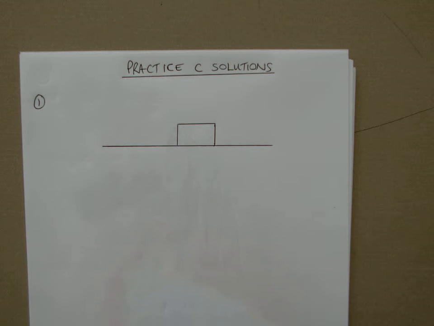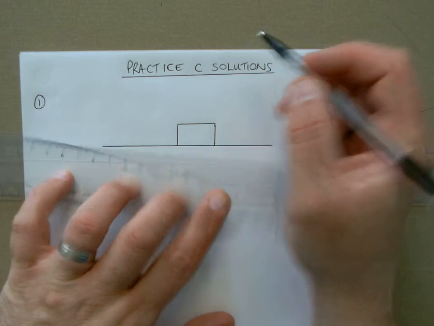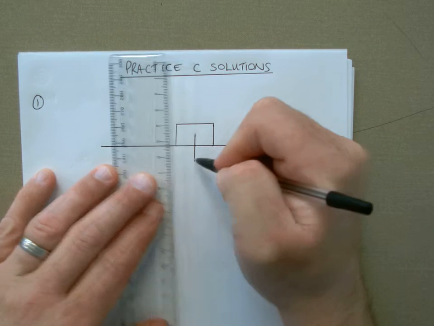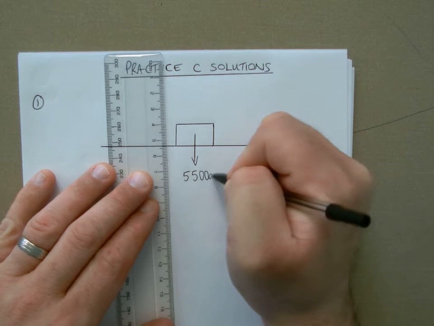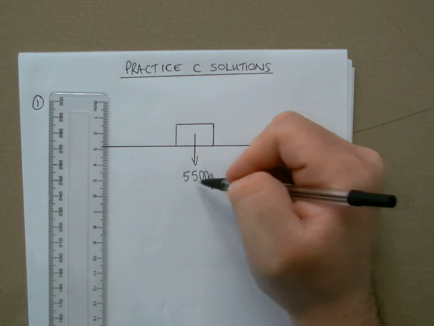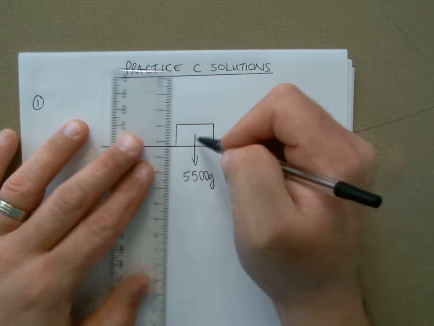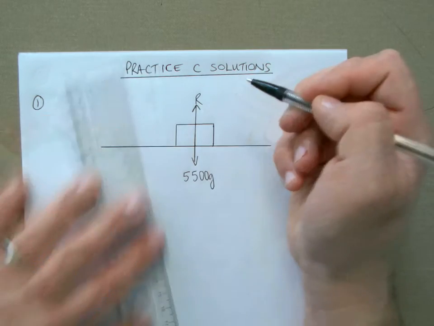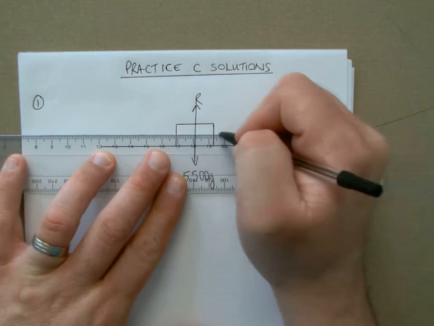Now, there's my truck on the road, and it says that it's got a mass of 5,500 kilograms, so that means its weight will be 5,500 g, because you times the mass by g, 9.8. Of course, there's going to be a reaction which acts perpendicular to the surface, and it says then a driving force of magnitude 10,000 newtons.